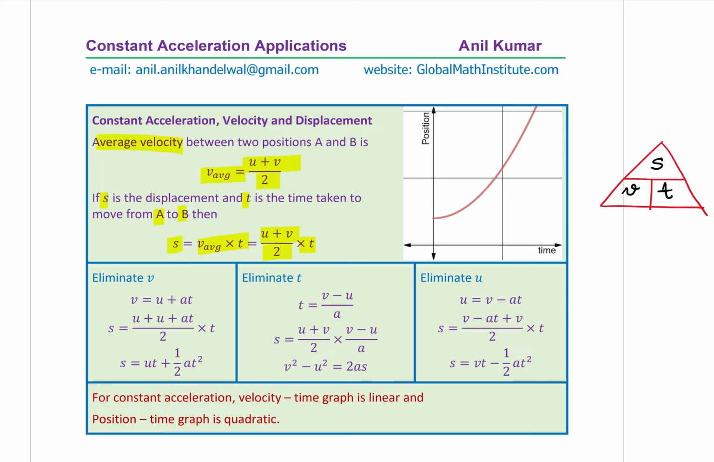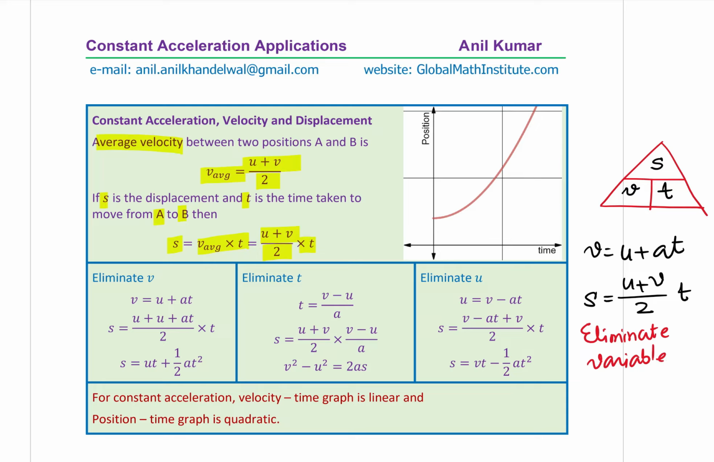Okay. Now, how do we derive other formulas? We already have v equals to u plus at. Now, the idea is that we have two formulas to work with. One is the displacement, which is s equals to u plus v over 2 times t. Correct. So we have these two formulas to work with. We can eliminate one of the variables and get the third equation. So it is the process to eliminate a variable.